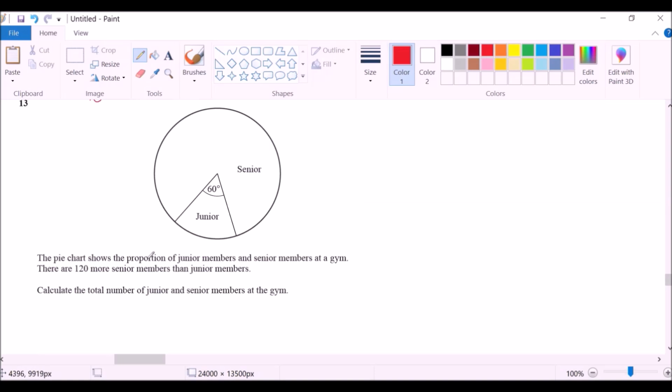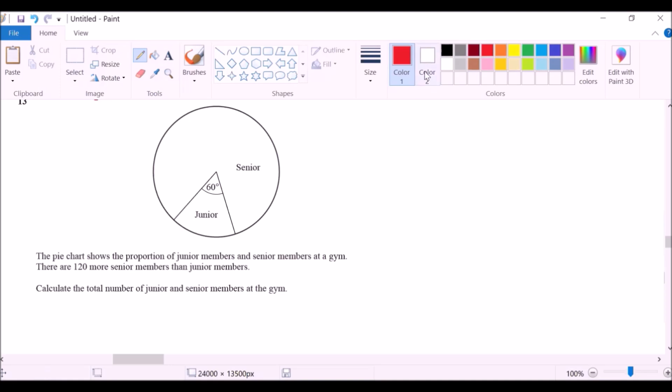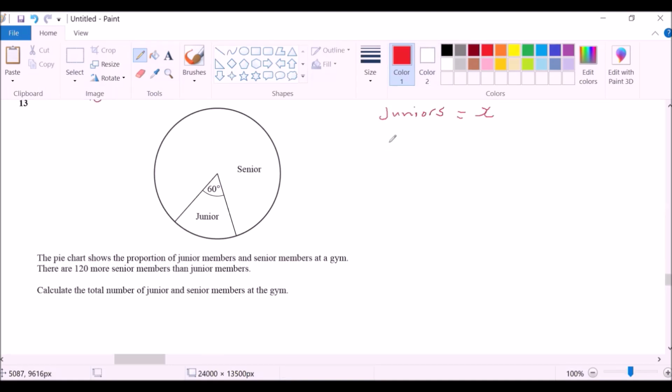The pie chart shows the proportion of junior members and senior members at a gym. There are 120 more senior members than junior members. Calculate the total number of junior and senior members at the gym. Let the number of juniors be equal to x. The number of seniors is equal to x plus 120. Since we are told there are 120 more senior members than junior members.